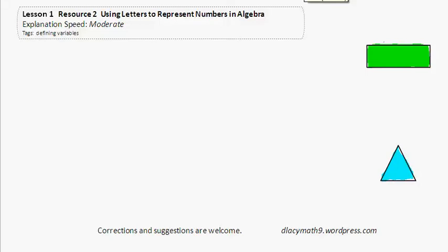Lesson 1, Resource 2, Using Letters to Represent Numbers in Algebra.